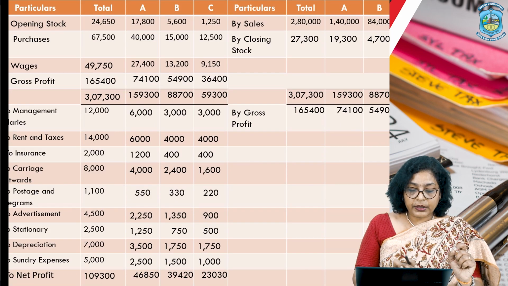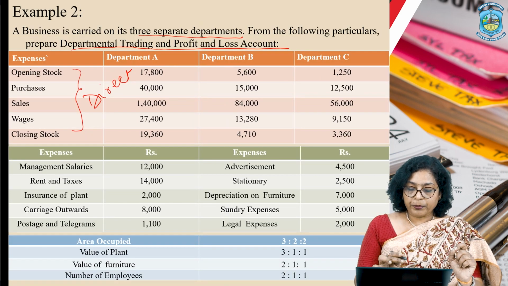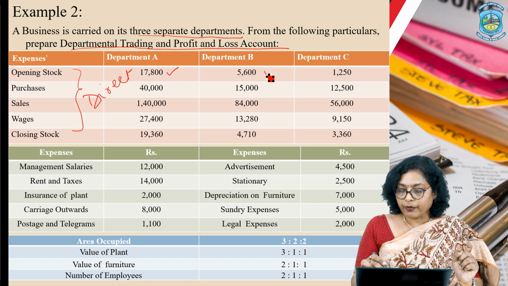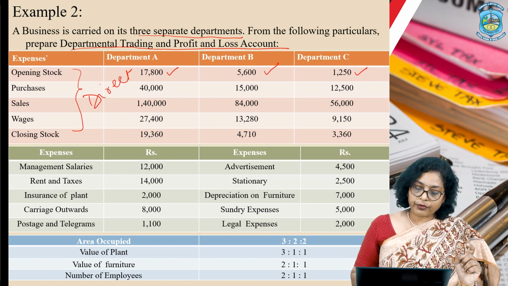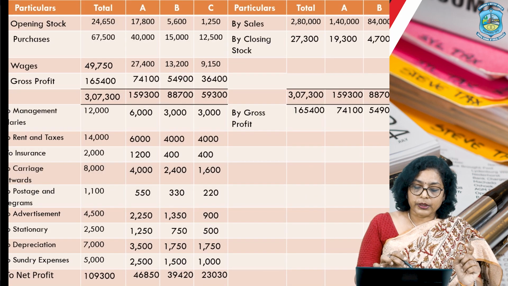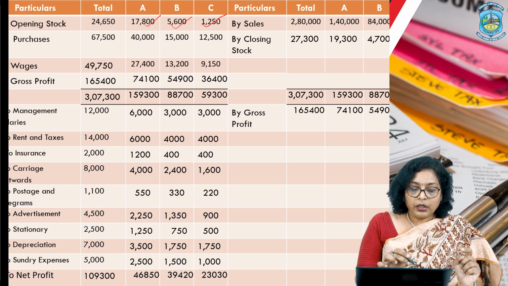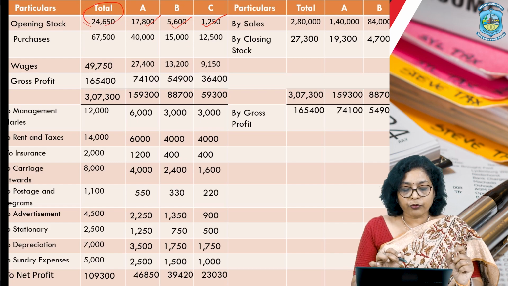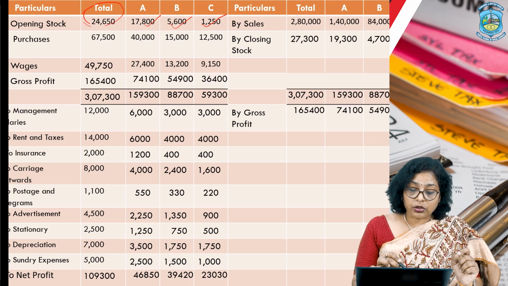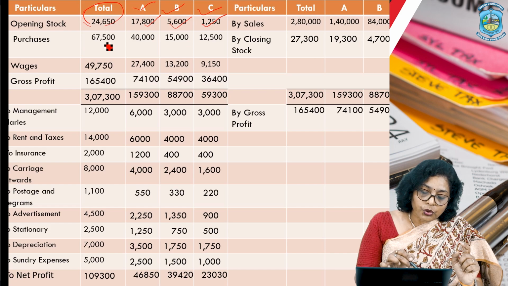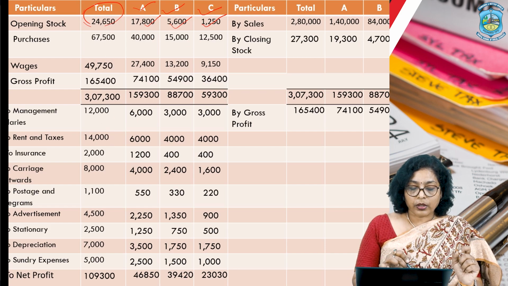See, opening stock for A department it is 17,800, for B department it is 5,600, and for C department it is 1,250. So, we will write it individually. See, 17,800, 5,600 and 1,250 for C department. So, this is our total column. This is the performance of the organization. These are the individual performance of the departments, and this shows the expenses of the organization as a whole.